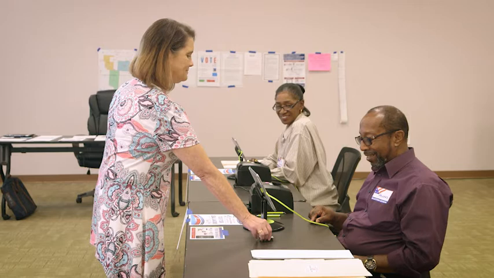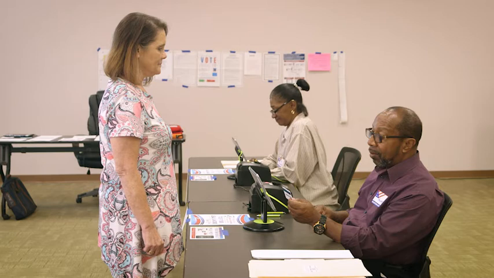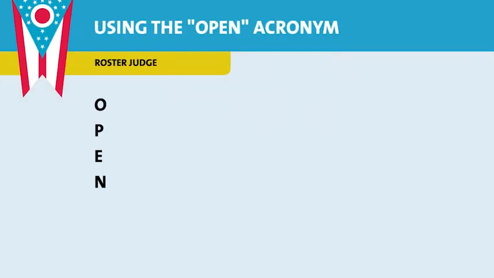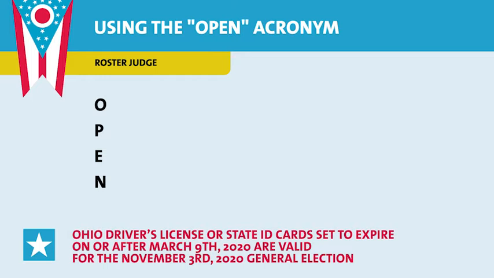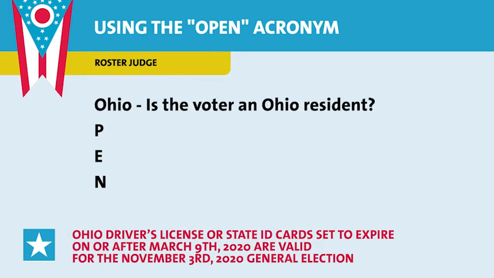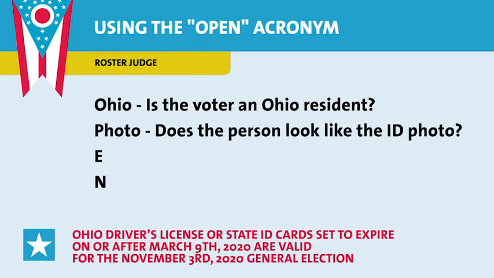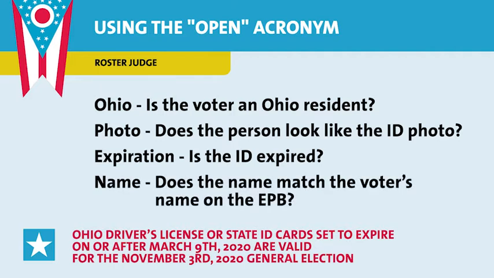Our voter has a photo ID, so we'll use the OPEN acronym to see if it's valid. OPEN stands for O, Ohio. Is the voter an Ohio resident? P, Photo. Does the person look like the ID photo? E, Expiration. Is the ID expired? N, Name. Does the name match the voter's name on the EPB? You can find a guide to acceptable name matches in the gold roster section of the manual as well.